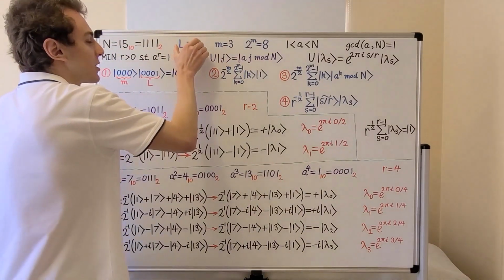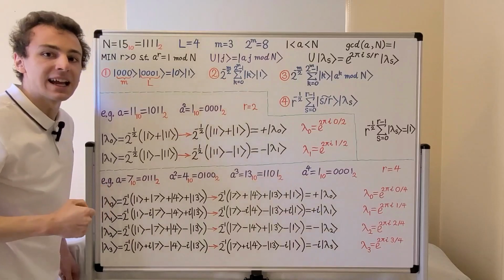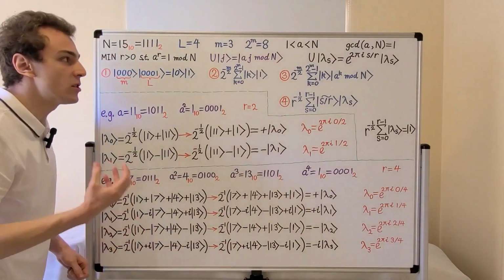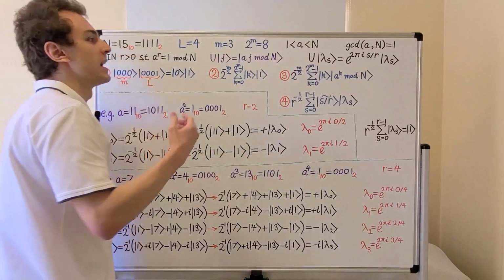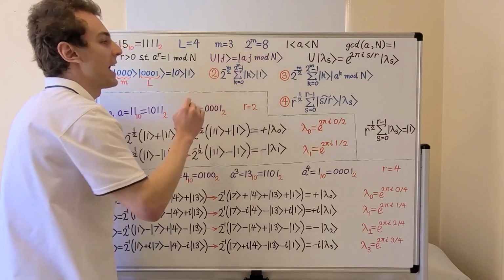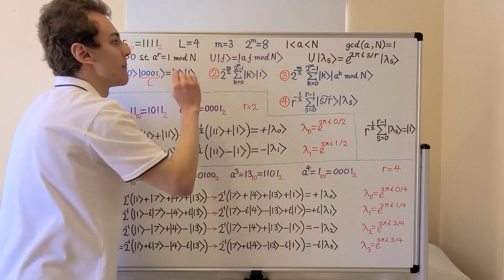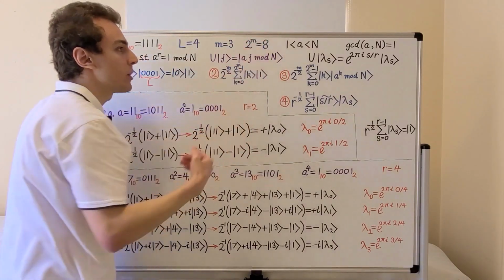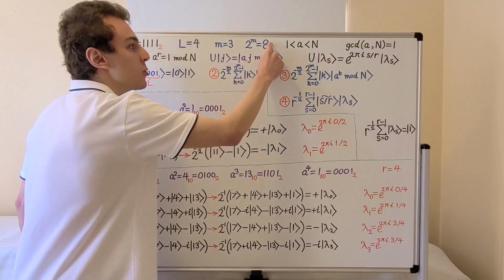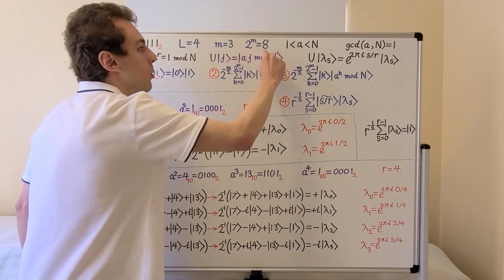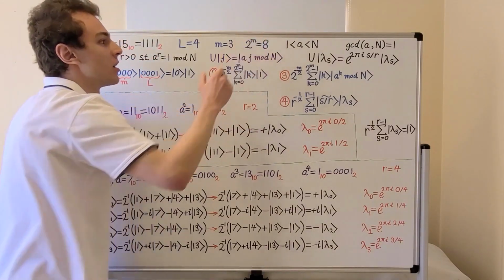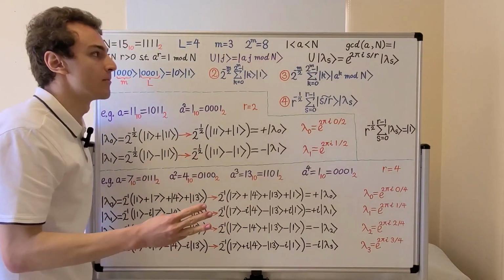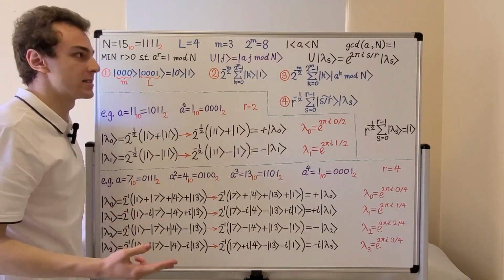So L is going to be the number of qubits in the second register. The number of qubits in the first register, we're going to choose to be 3, and that value is denoted by m. 2 to the power of m, which is 2 to the power of 3 for this example, is equal to 8. This is an important quantity. It is the dimension of the Hilbert space for a 3-qubit system, and that is what the first register is.